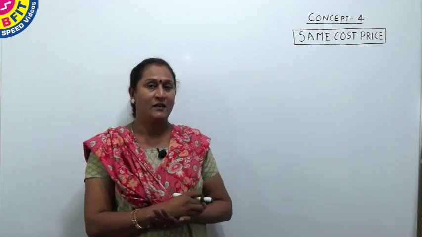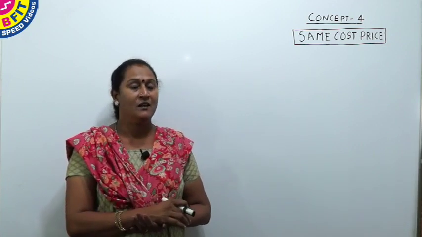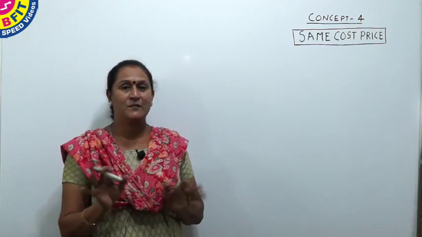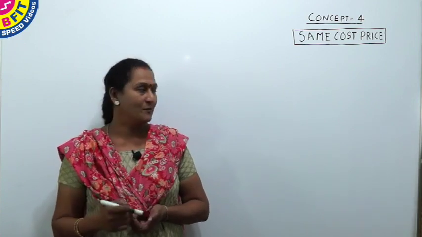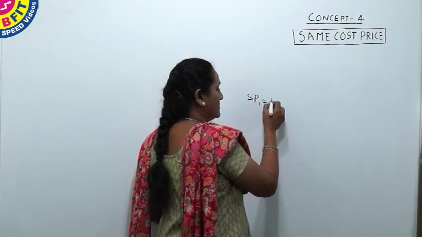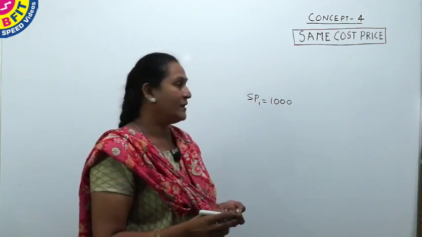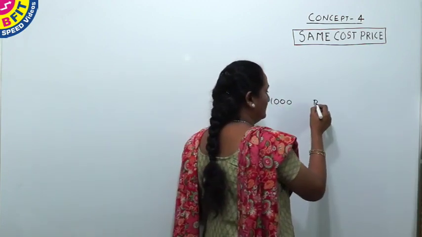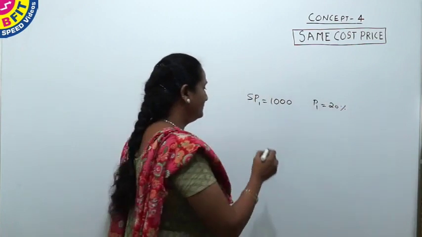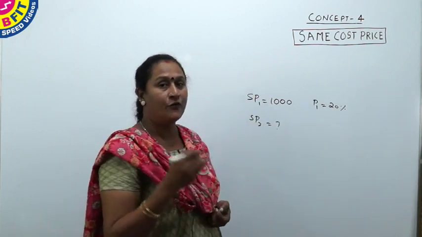In this question the cost price will be the same, but one selling price value will be given and the other selling price will be asked. So here the base is that the cost price will be the same. Say for example, if a person sells an article for 1000 and in this he gains 20%. And for what selling price will he get 40% profit?